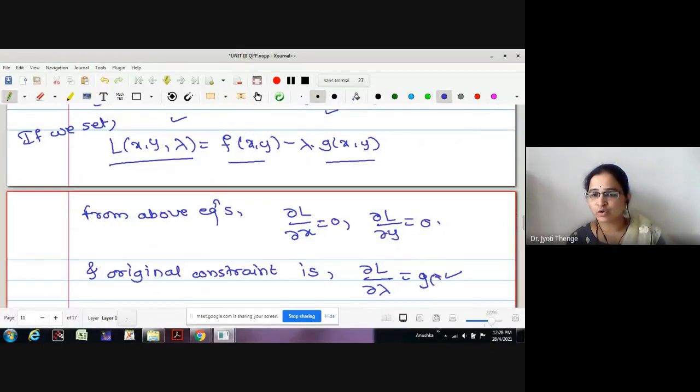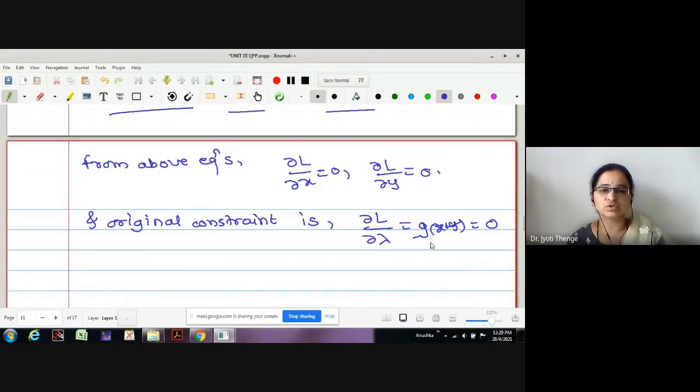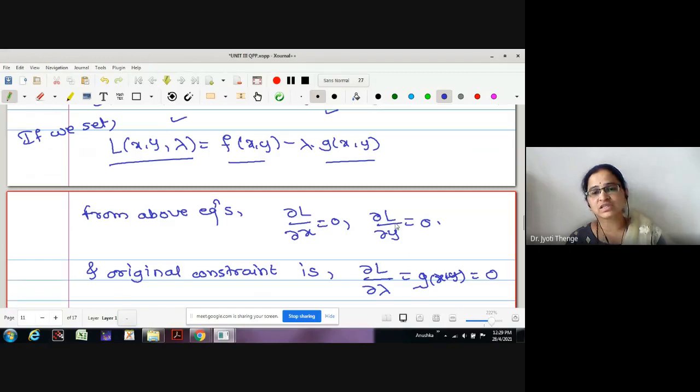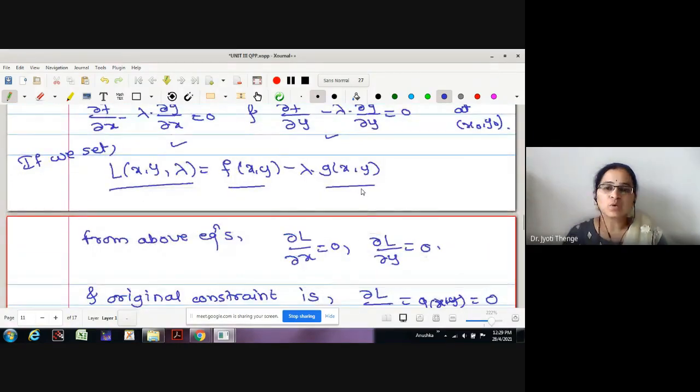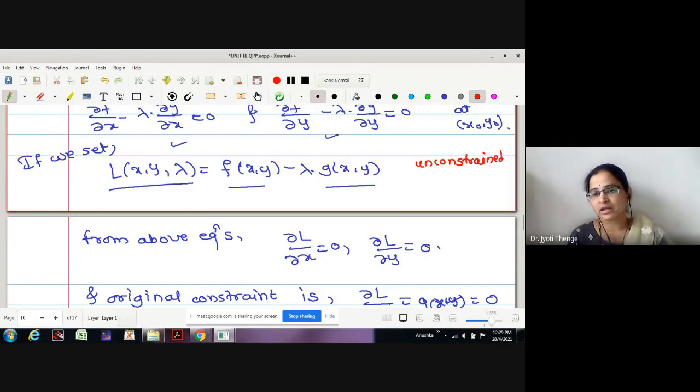Now, shall I write it here? Dou L by dou x is equal to 0, dou L by dou y is equal to 0, and negative g of xy is equal to 0. Therefore, these three are actually the necessary conditions for the optimization of this new function L. What is this new function L? This new function L is a problem of unconstrained optimization. Therefore, this gives the necessary conditions for the unconstrained optimum of the function L.